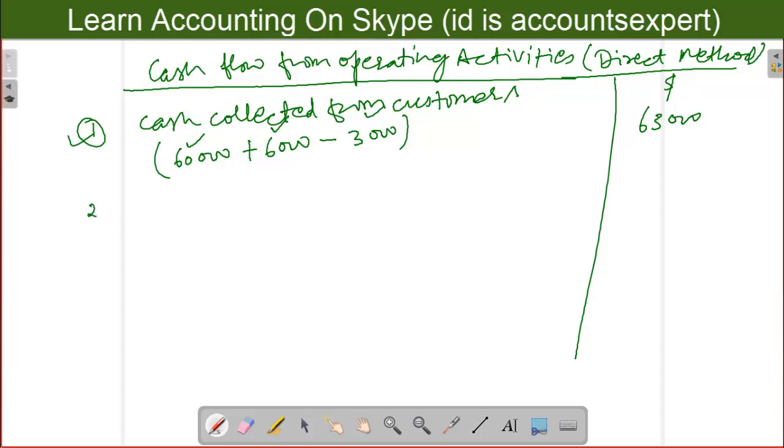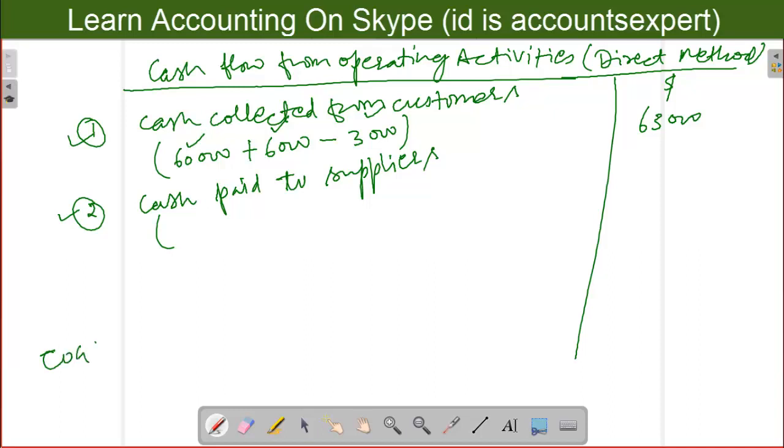Now second operating activity is which one? Cash paid to suppliers. Instead of taking purchase, we are to take cash paid to suppliers. And the formula is what? Total purchase. So first we need to compute total purchase, isn't it? For that we have to use the formula of cost of goods sold. The formula of cost of goods sold is opening stock plus purchase minus closing stock. This formula we use in order to compute purchase.